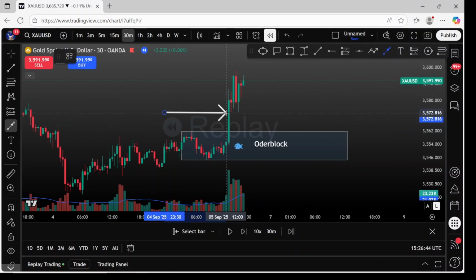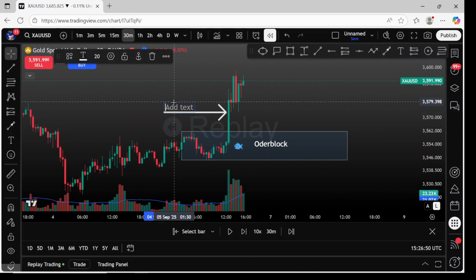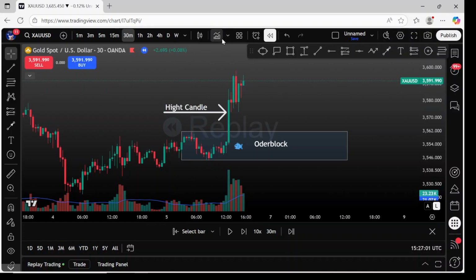Not all order blocks are the same. We can classify them into two main categories. One, continuation order block. This appears in a trending market. Price pulls back into the OB, finds liquidity, and then continues in the same direction. These have a higher win rate because you are trading with the dominant trend.